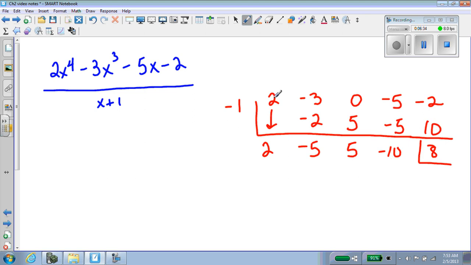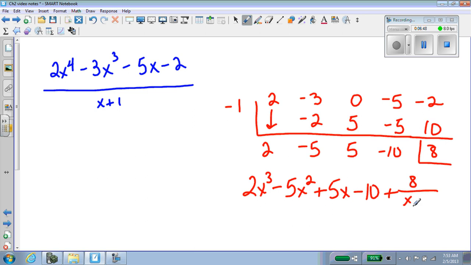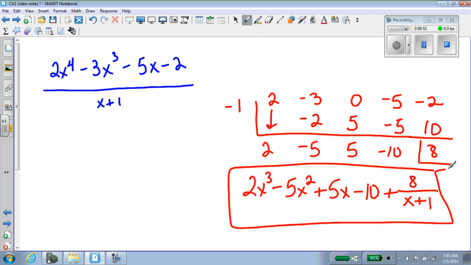So this was x to the 4th. So this is 2x to the 3rd minus 5x to the 2nd plus 5x minus 10 with a remainder of 8 over x plus 1. That would be my quotient, and if I did long division, I would get the same thing.